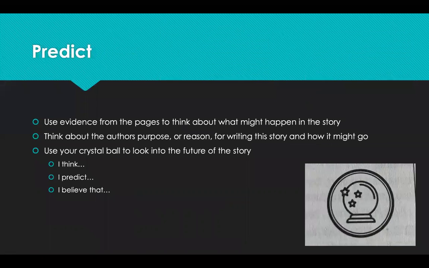When we predict, we use evidence from the pages of the story to think about what might happen in the story. We think about the author's purpose or their reason for writing the story and how it might go. You use your crystal ball to look into the future of the story. When we predict, we say sentences that start with I think, I predict, or I believe that. Our picture on this slide is of our crystal ball. When we see that image, we know we are going to be predicting.